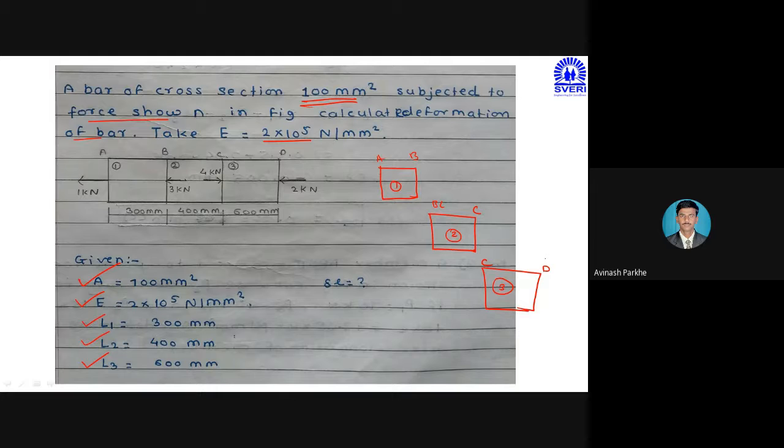What is the value of P1? 1 kilonewton. Whether it is under tension or compression? Under tension. So in the bracket, whatever I am writing, please see: tension, 1 kilonewton at the left side, 1 kilonewton at the right side.